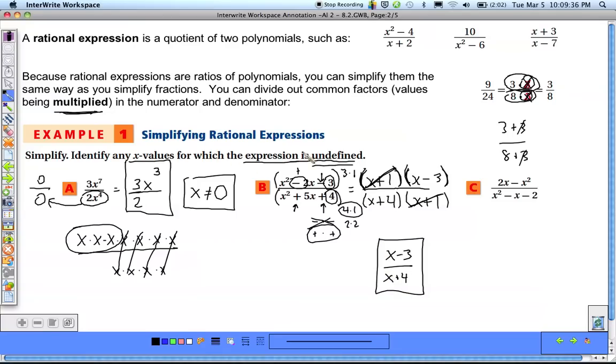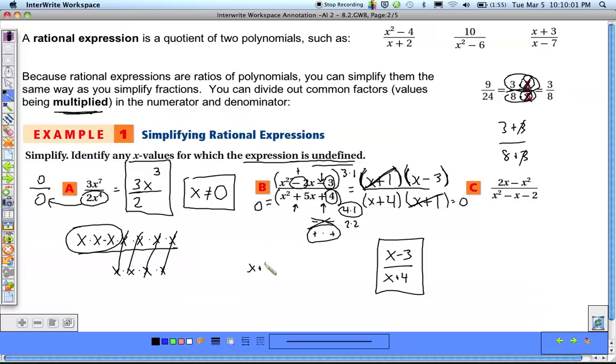Now, to answer the second part about where that expression is undefined, what we need to do is go back to the original problem with the x squared plus 5x plus 4 and say what's going to make that denominator equal 0. Well, to be able to solve a quadratic when it's set equal to 0, you need to factor it, which we already did, so we can set this bottom one equal to 0: x plus 4 times x plus 1 equals 0.